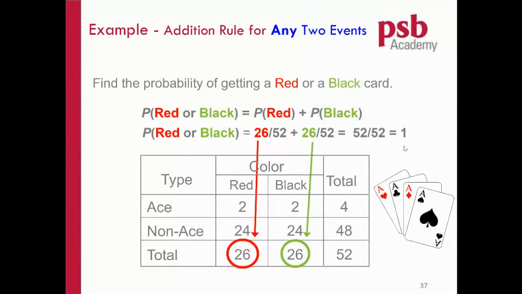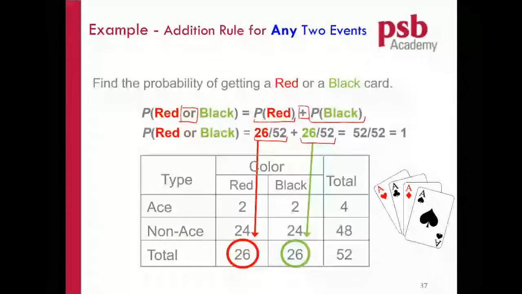So what's the chance you'll get a red card? The chance you get a red card is 26 over 52. The chance of a black card will be 26 over 52. So what's the chance of you getting red or black? Or means you're going to end up with a 1. That means for sure, when I pick up any card from the deck, I will get a card which is red or black.